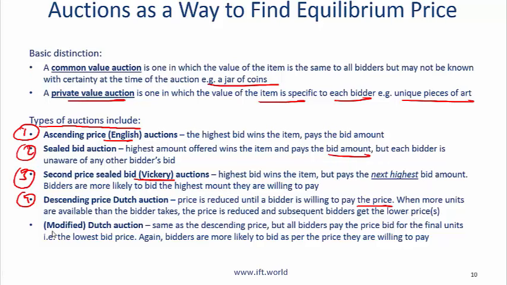The final category is a modified Dutch auction, also just called a Dutch auction, and this is the one that is used most in financial markets. Roughly speaking, the same as the descending price auction we just talked about, but all bidders pay the same price for the final units, i.e. the lowest price. So we try to find the lowest price at which the full market can clear, the entire product can be sold. And here again, bidders are more likely to bid as per the price they are willing to pay.